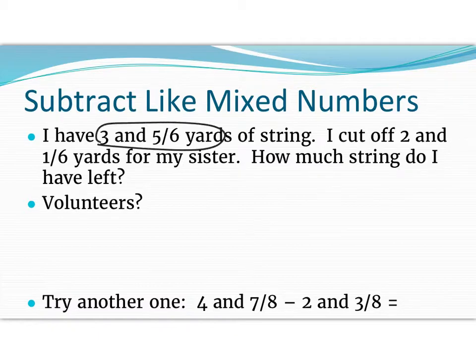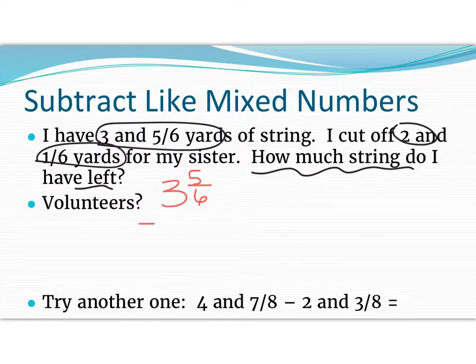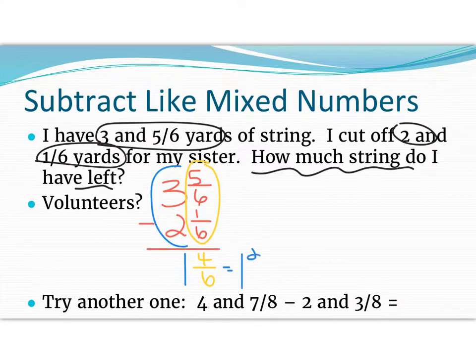3 5/6 yards of string. Since we're cutting off 2 1/6 yards to find out how much is left, I know that this is subtraction. 3 5/6 minus 2 1/6. Hopefully you realize that we can solve this just like we did the addition. Subtract the fraction part, 5/6 minus 1/6, which is 4/6, and then subtract the whole numbers, 3 minus 2 is 1. Now I know that that can be simplified as well to 1 2/3 yards of string.